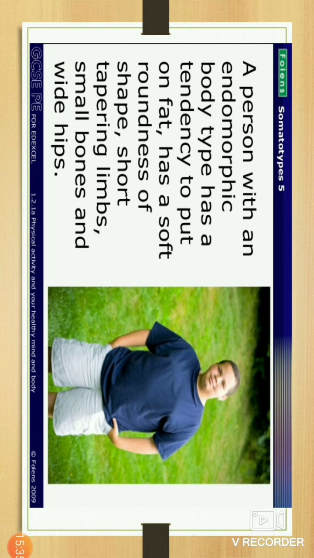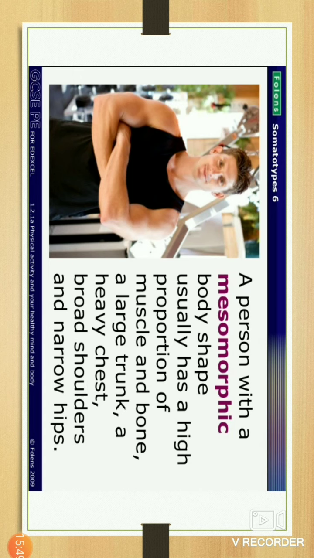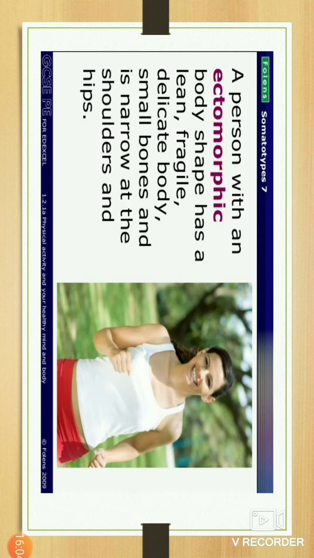A person with an endomorphic body type has a tendency to put on fat, has a soft roundness of shape, short tapering limbs, small bones, and wide hips. A person with a mesomorphic body shape usually has a high proportion of muscle and bone, a large trunk, a heavy chest, broad shoulders, and narrow hips. A person with an ectomorphic body shape has a lean, fragile, delicate body, small bones, and narrow shoulders and hips.